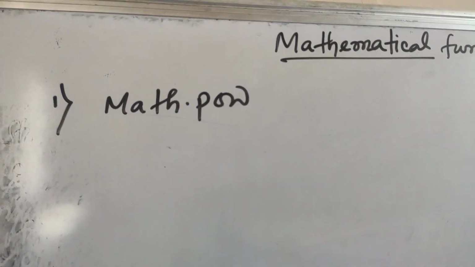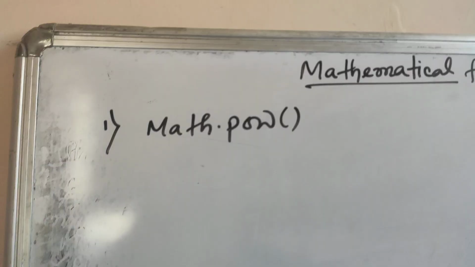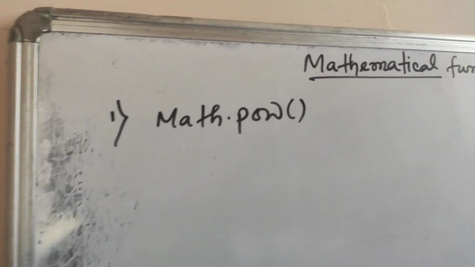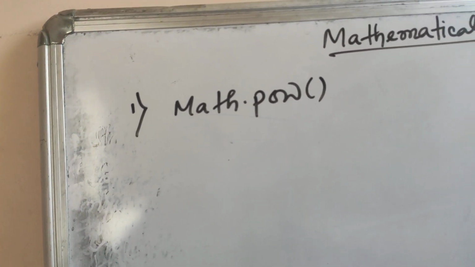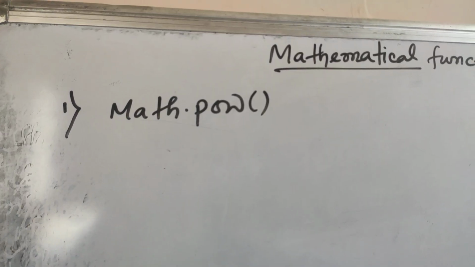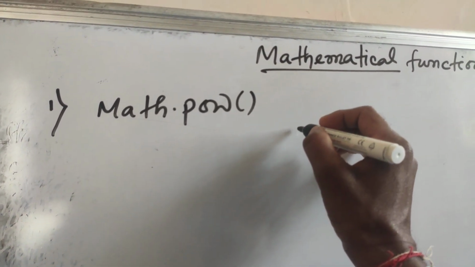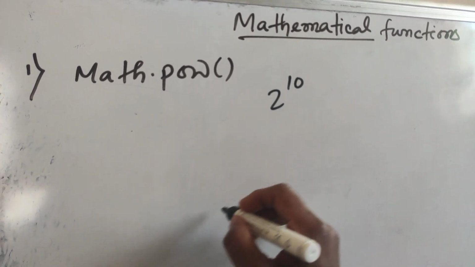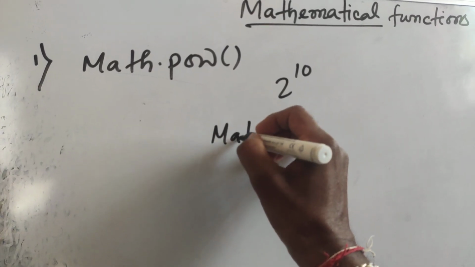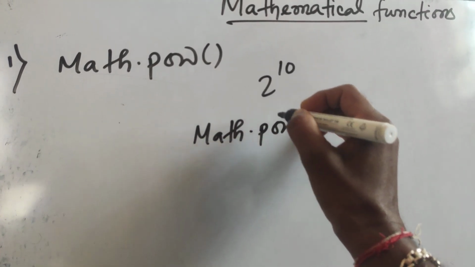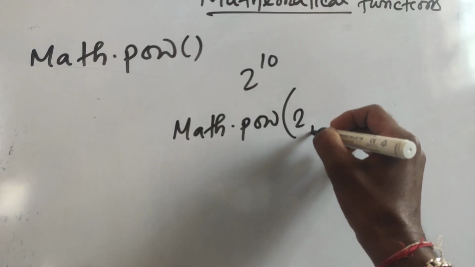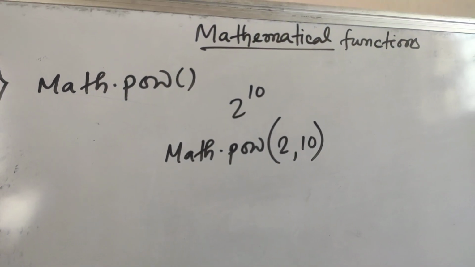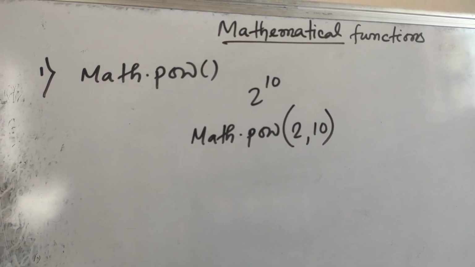So math.pow is a predefined function. Math.pow helps us to write any power of a value. So how will you write it? Suppose I want to write 2 to the power 10. You need to write math.pow, base is 2 and power is 10. This way, 2 to the power 10.